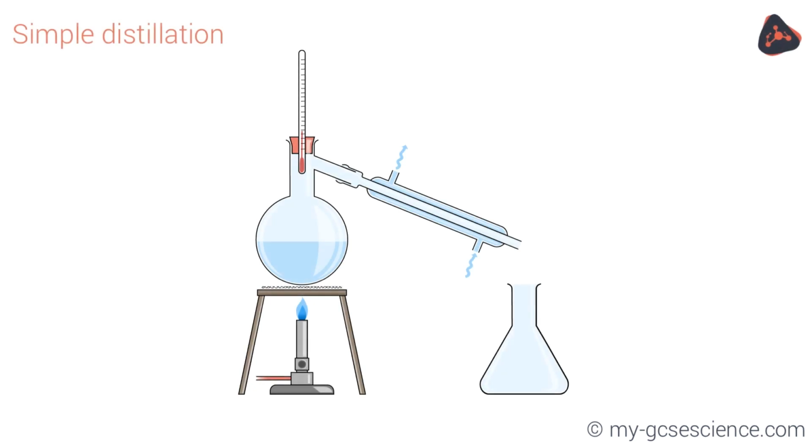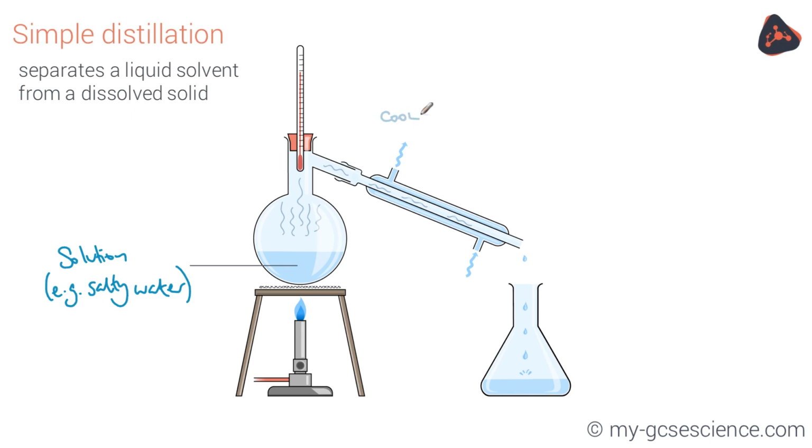Now let's have a look at simple distillation. This is a method for separating the solvent from a solution. Remember, the solvent is the liquid which does the dissolving. So first of all, set up the apparatus with the solution in the flask, fitted with a condenser so that any gases produced travel through the condenser. The solution is then heated with a Bunsen burner.